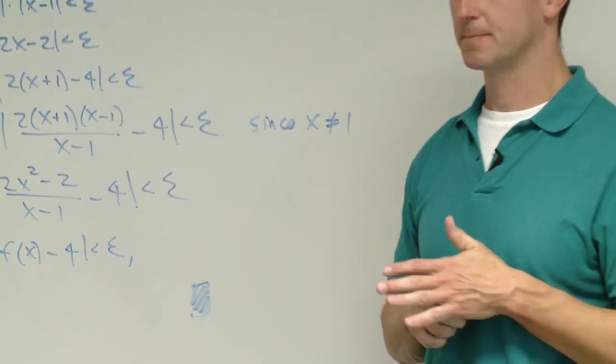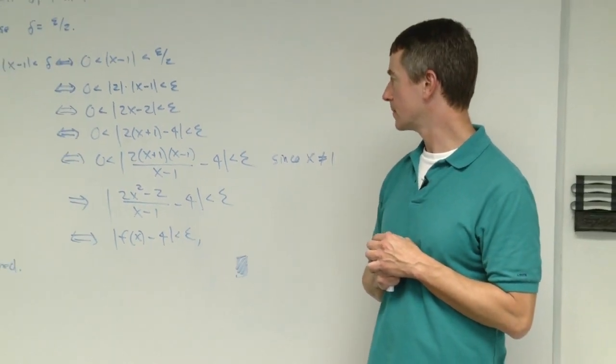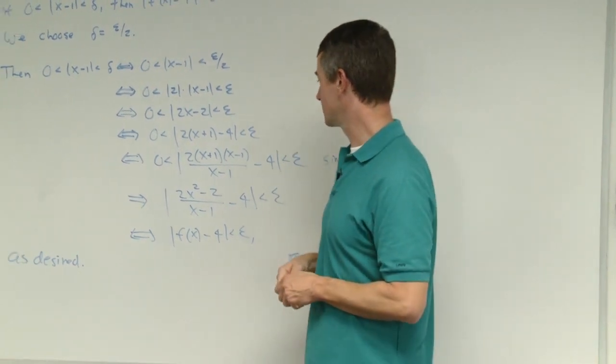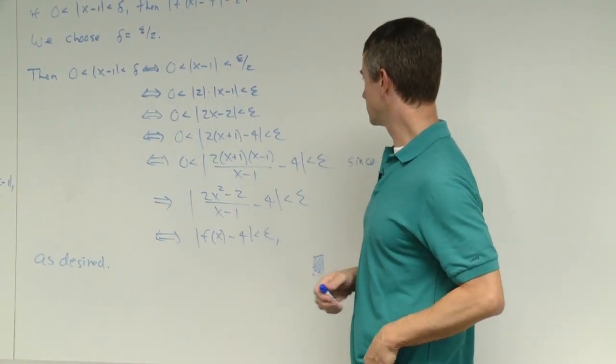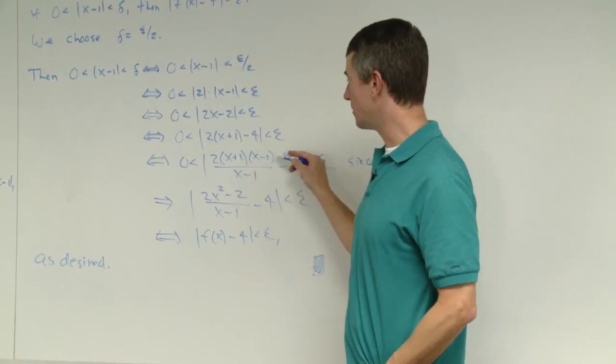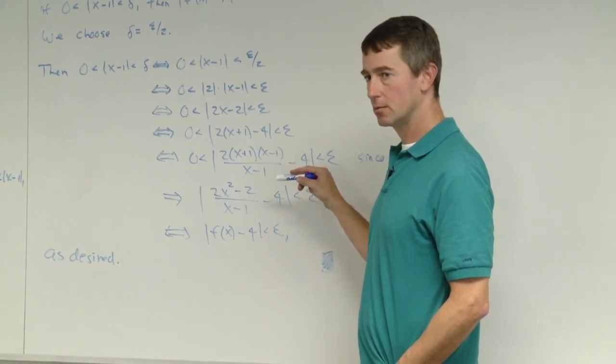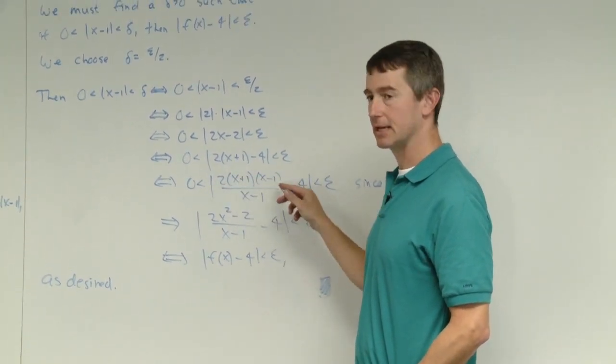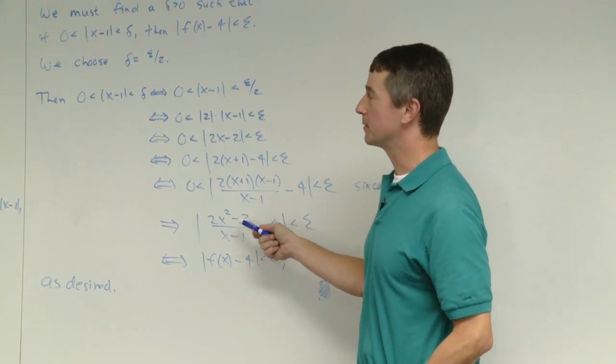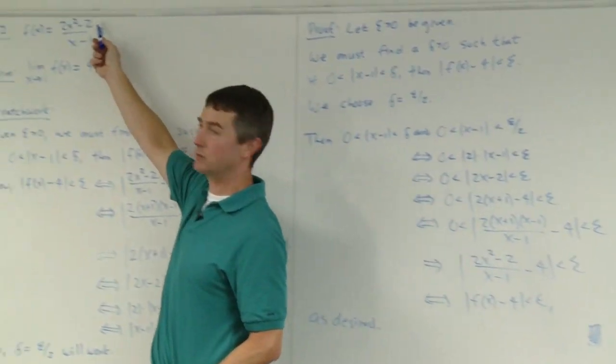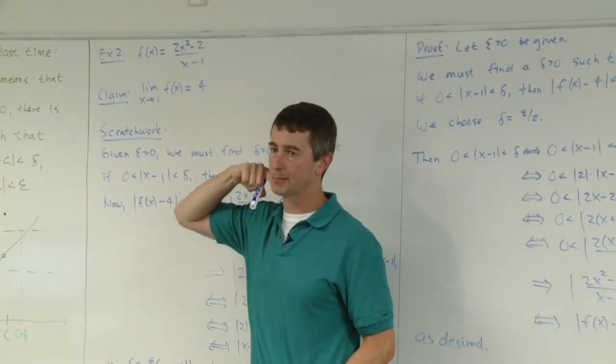Excuse me, Professor. Yes. Did you cancel the x minus 1? Yes, and the reason that we were, yes, right. Well, no, we didn't cancel it. We just multiplied out here. We just distributed the 2 times x plus 1, x minus 1 to get this, because that was our function. The function that we're looking at is 2x squared minus 2 over x minus 1.